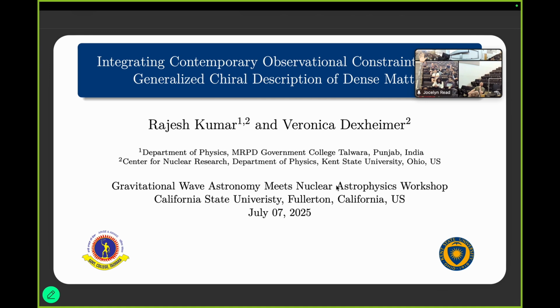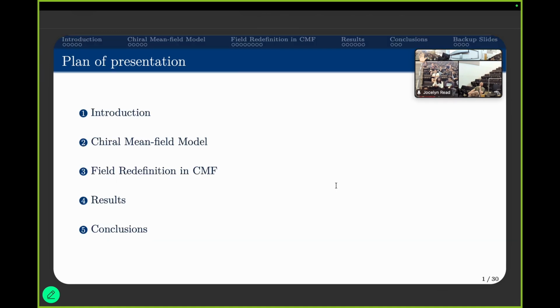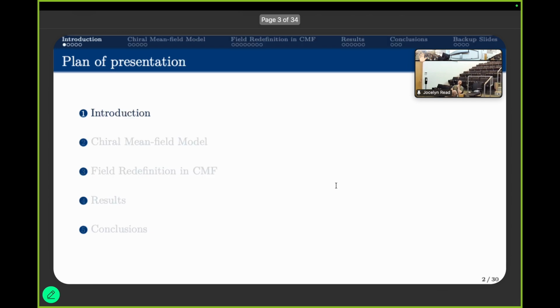So let us start. This is my plan of the presentation. First, I will briefly discuss the introduction and motivation behind my current work, and then I will dive deep into the particular model I have worked on, the chiral mean field model. I will talk about the field redefinition of vector meson fields in the chiral mean field model itself, and at the end I will discuss results and conclude my presentation.